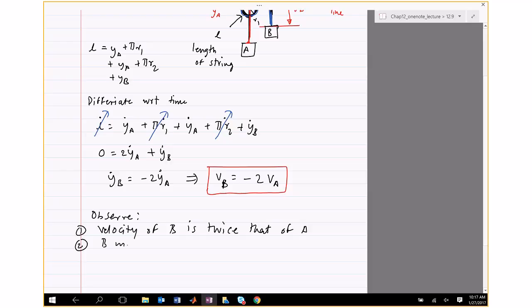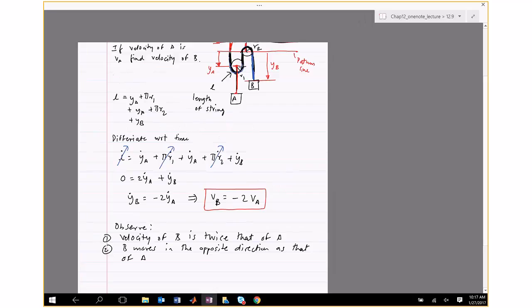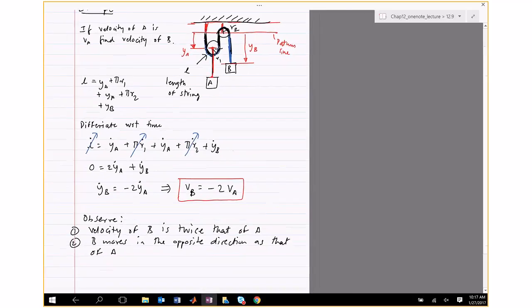B moves in the opposite direction as that of A. Okay, so intuitively, if you move A down, right, B would move up, right? Does that intuitively make sense to you? So the sign looks right.